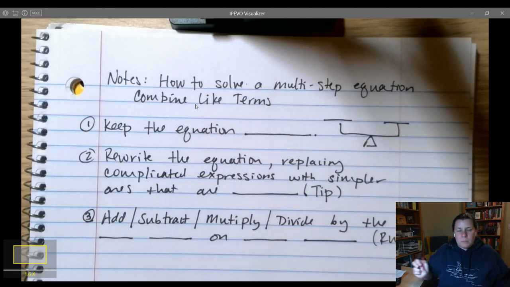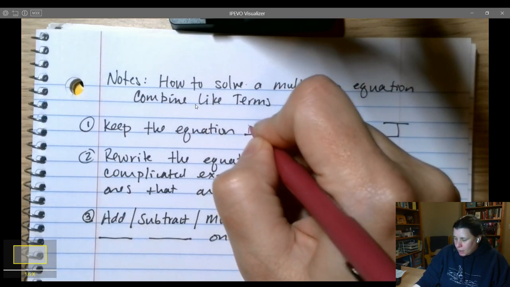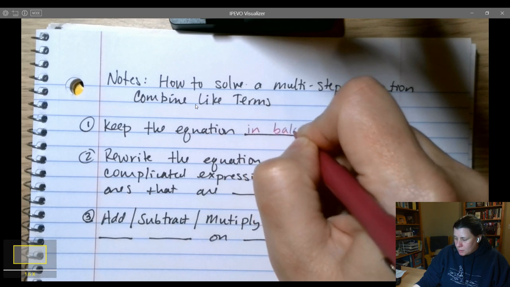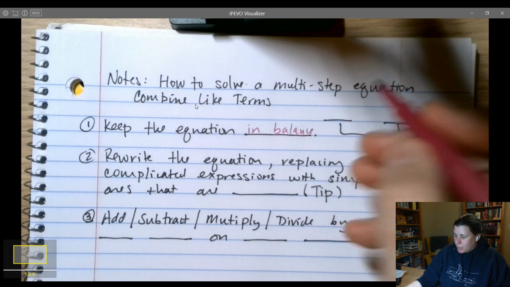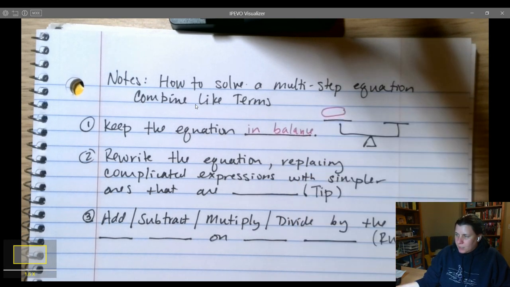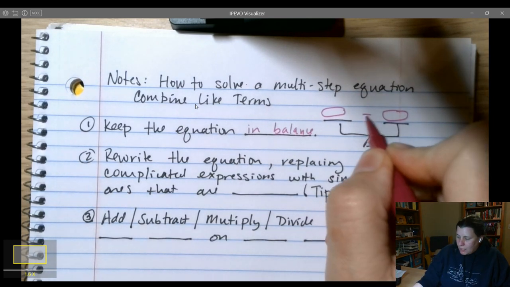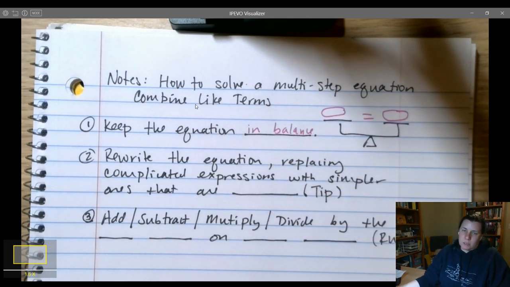Hi friends, today I'm going to show you guys how to solve a multi-step equation by combining like terms. There's some things you need to keep in mind. You always need to keep the equation in balance. And so that means that the expression on the left side of the equation and the expression on the right side of the equation have to stay equivalent. So if you do anything to change the value of the right side of the equation, you have to do the same thing on the left to keep it in balance.